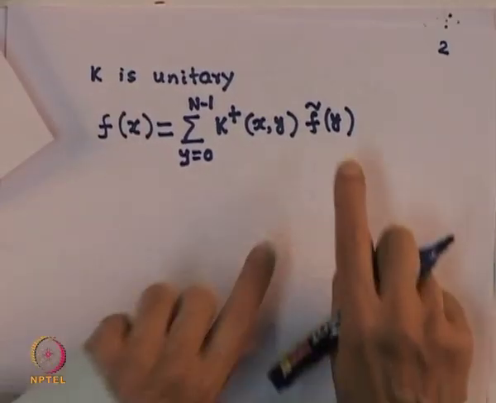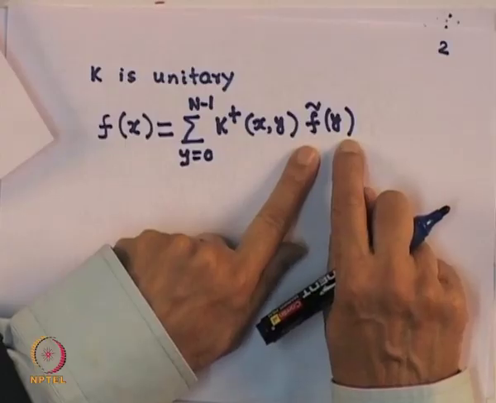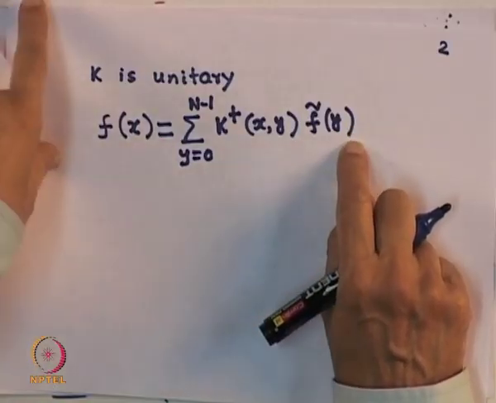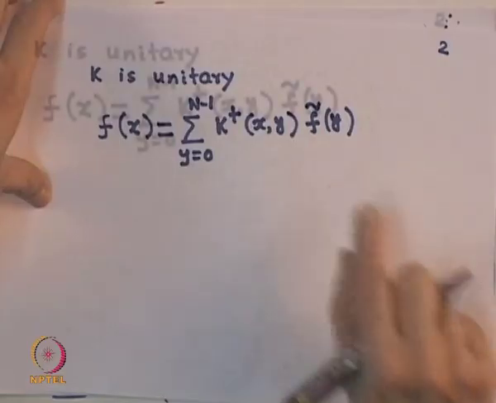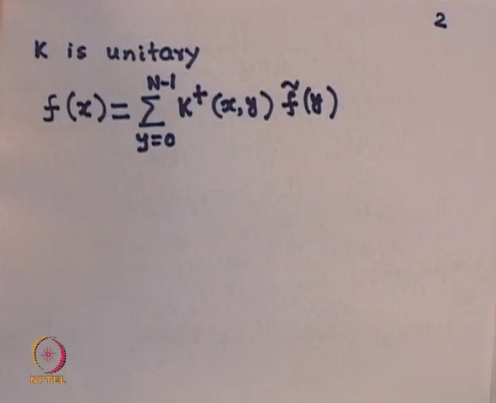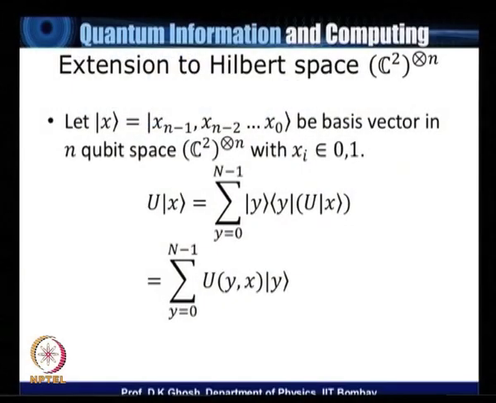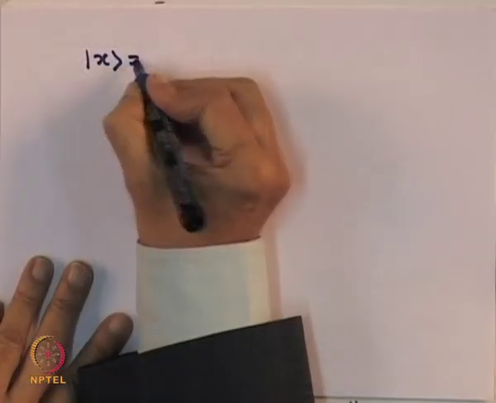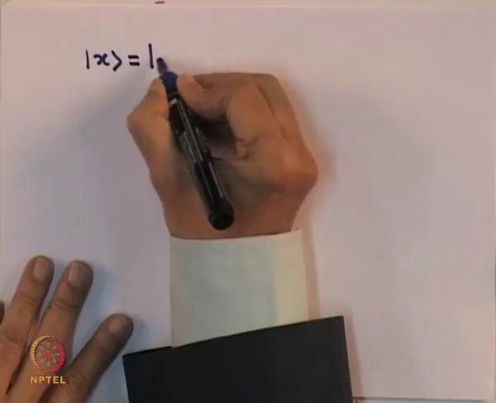So this is my integral transform, and I get back the function by applying an inverse integral transform. Now having discussed this, let me extend this concept to a Hilbert space of n qubits, C to n, that we have been talking about. Now suppose by vector x I indicated an n qubit basis.